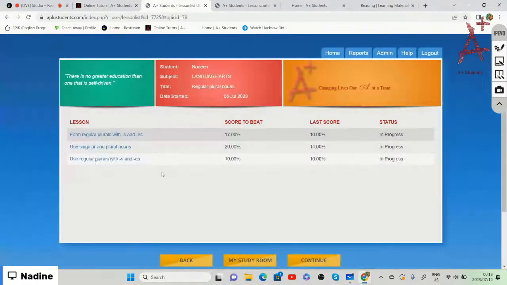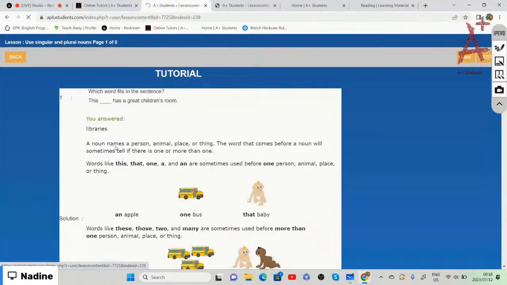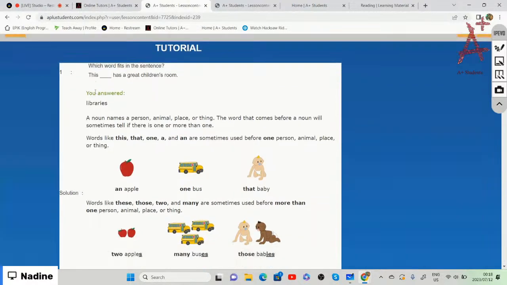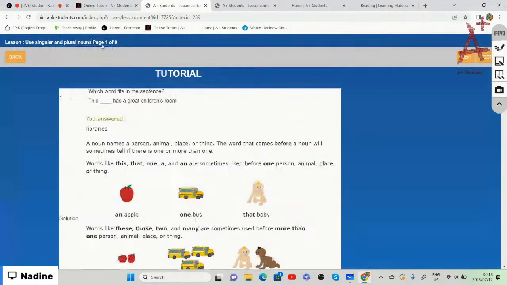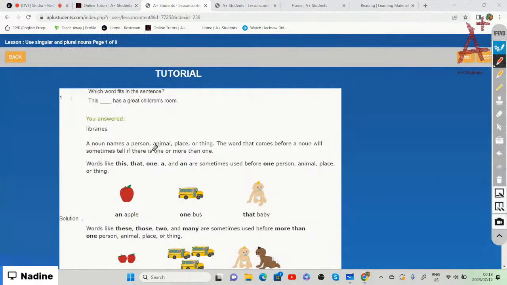So we're going to go back and we'll go to our next lesson, which is use singular and plural nouns. All right, so use singular and plural nouns. We said that a noun either names or tells us about a person, an animal, a place, or a thing, and the word that comes before a noun will sometimes tell if there is one or more than one.